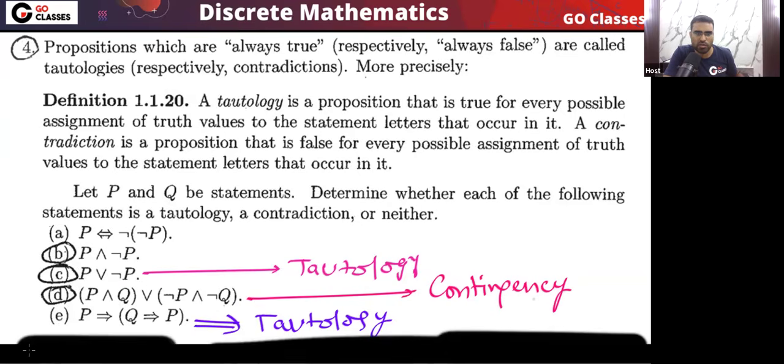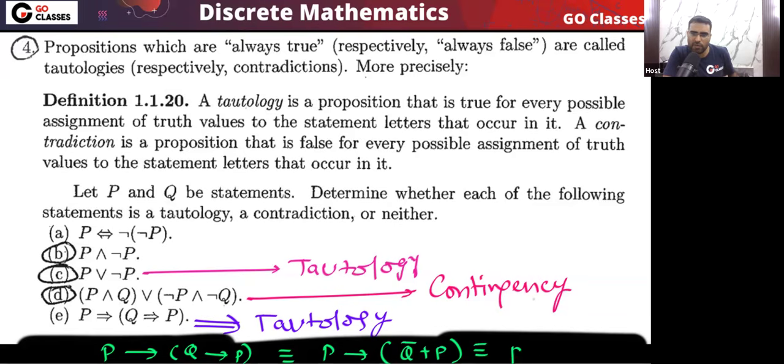Let me check quickly. What is P implies Q implies P. It will be very simple. It will be P implies, this will become Q implies P, that means Q bar or P. That will become P bar or Q bar or P. Now you can notice here your P bar, here your P. So P or P bar, that will be true. True or anything is true. So option E, that is tautology. Is this clear? Please tell me.